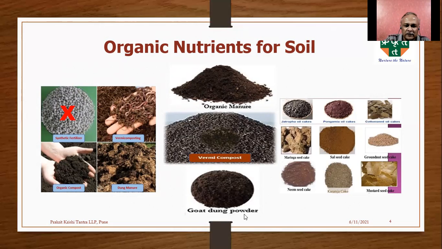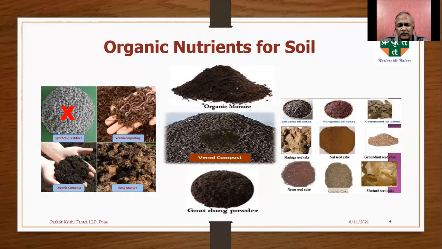Then goat dung manure powder is also mentioned here. See, goat dung is in bowel form and very dry. When you use that directly in the soil, not in home gardening, but generally farmers use it, because it's dry, compact and hard, it doesn't get decomposed in the soil immediately. So the nutrient is not readily available.